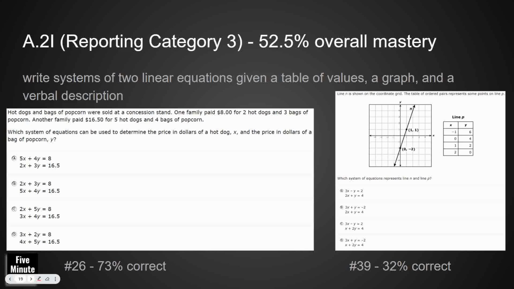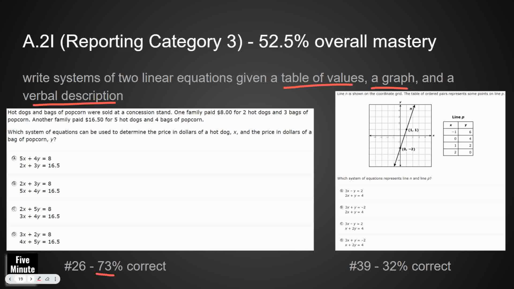Now we're up to 52.5% overall mastery. We are writing systems of two linear equations, and we can have a table of values, a graph, and a verbal description. So take a look at number 26, 73%. That is so good. And it is just a verbal description.